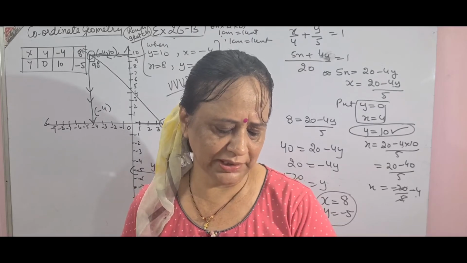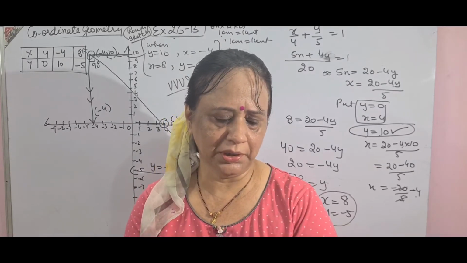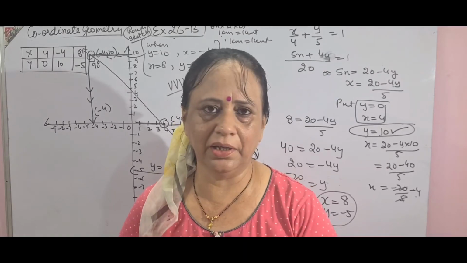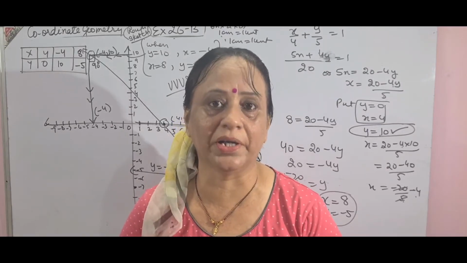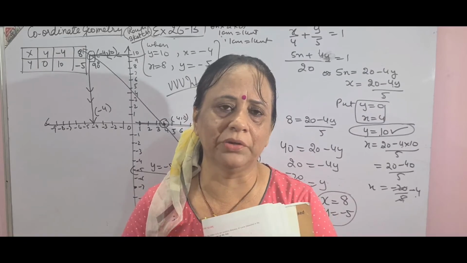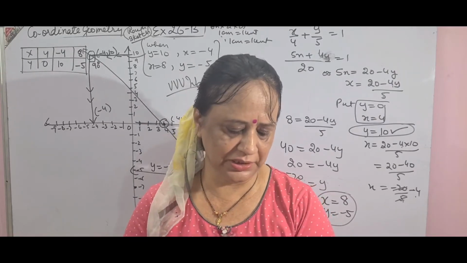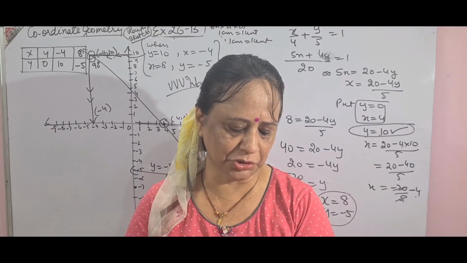Then the 13th question is the same, children, as the last question of exercise 27A. I have done one question, concurrent. Concurrent, I told you 3 equations will be given and all of them will pass through one single point. Over here also it is like that, only use the graphical method to show that.